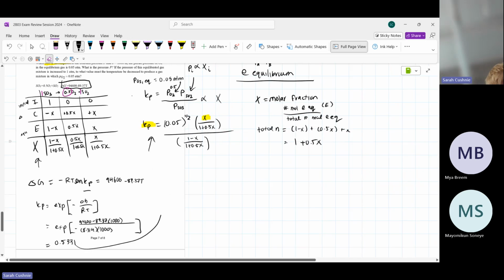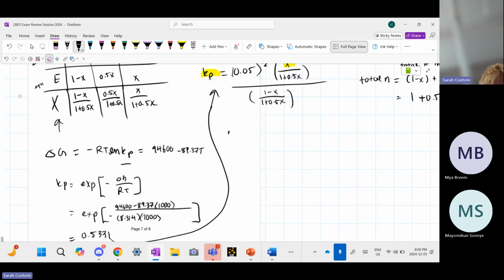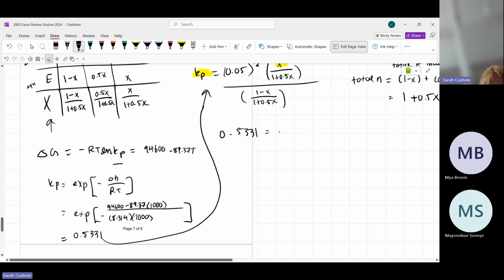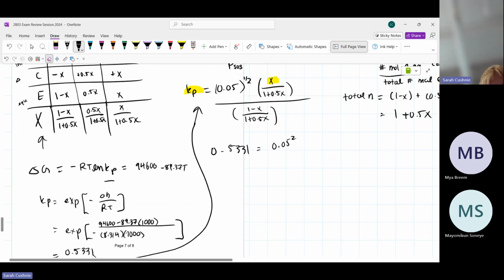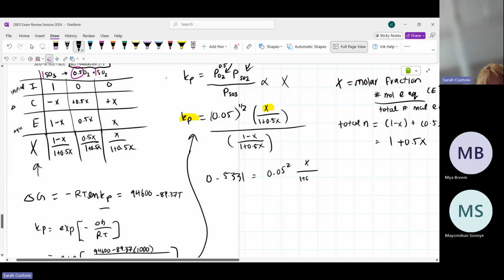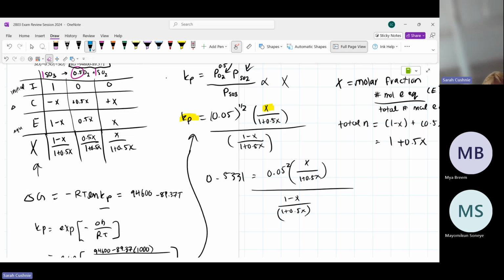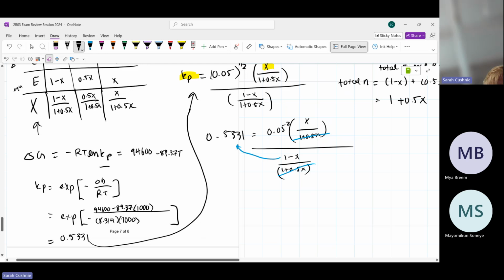So now we have a value for Kp. So now we have 0.5331 is equal to 0.05 squared times x over 1 plus 0.5x, all over 1 minus x over 1 plus 0.5x. So if we go to solve this, we can cancel out these denominators and bring the 1 minus x across. So now we have 0.5331 times 1 minus x is equal to 0.05 squared times x.